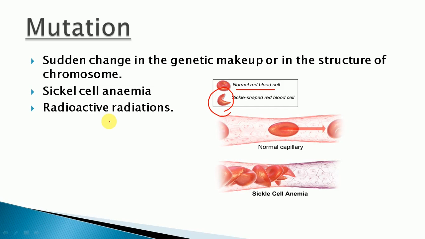Another is radioactive radiations. Radioactive radiations are caused by atomic explosions, like the explosions in Hiroshima and Nagasaki. Due to those explosions there were radiations, and that radiation can cause deformities in the human body, which go from one generation to another. So these are the two examples of mutation. With this we have completed the chapter on genetics.